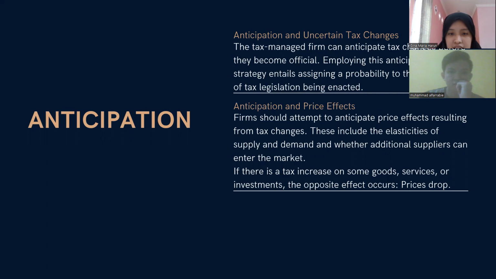Then is anticipation and price effects. Firms should attempt to anticipate price effects resulting from tax changes. This includes the elasticities of the supply and demand and whether additional suppliers can enter the market. If there is a tax increase in some goods, service, or investment, the opposite effect, of course, like a price drop.